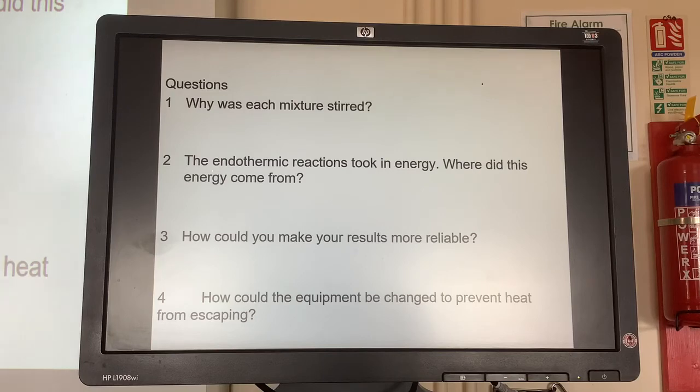What I was disappointed by on their video was the lack of stirring. So you have to use your imagination now. They didn't stir the mixtures as I intended. It wasn't perfect. Why should they have stirred the mixture? If you're measuring the temperature at the start and at the end, and you want to measure the temperature accurately, why should you stir the mixture?